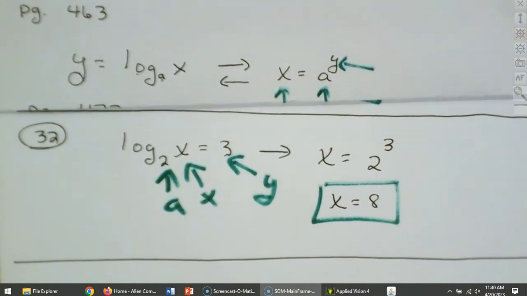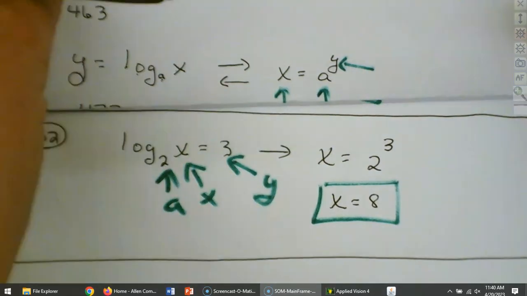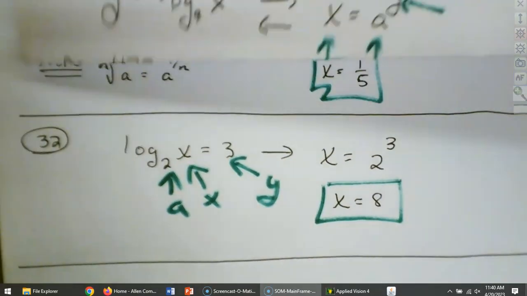Let's look at question 37. This one's going to require a little bit more conversions here.